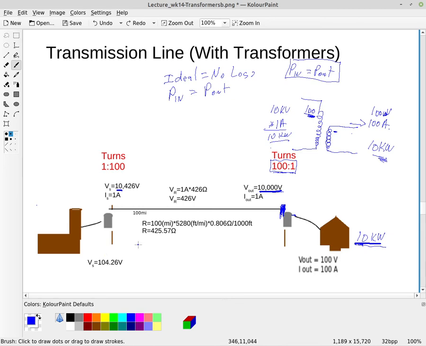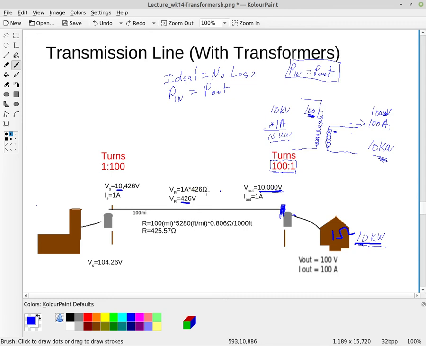So that is why we use transformers, and that's how we can transmit energy hundreds or even thousands of miles through wires that have a lot of resistance. 426 ohms, when you consider that if you're using 100 amps at your house, and you have 100 volts coming in, then that is 1 ohm. Your house looks like 1 ohm to the power company. But the wire is 426 ohms, or even more if you're going further than 100 miles.